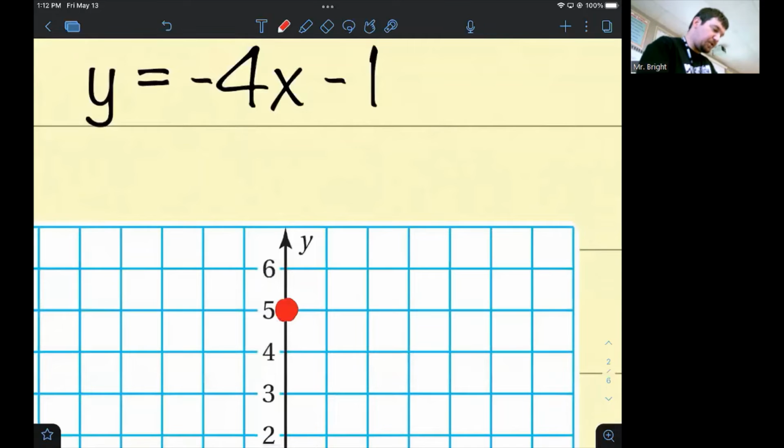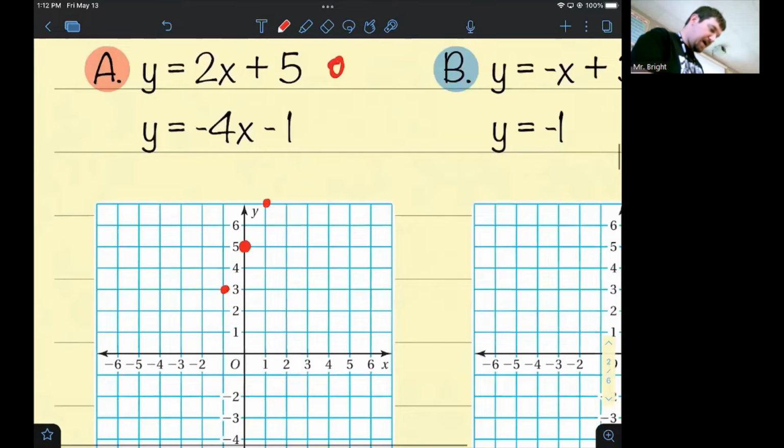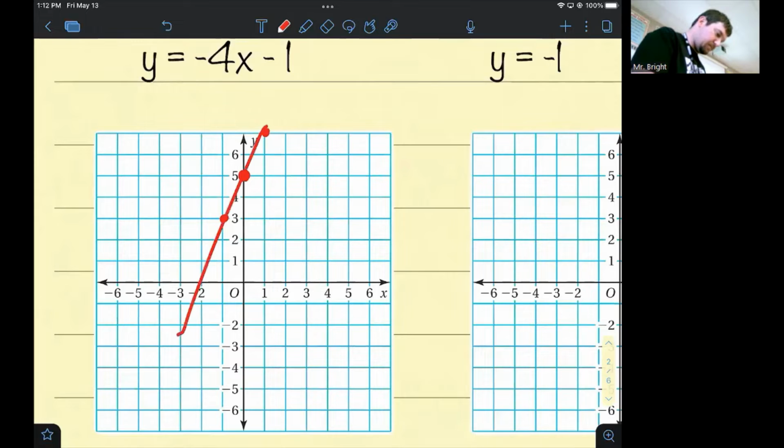Perfect. So I can rise 2, run 1, or I can even go down 2 and left 1. Remember, going down 2 and left are both negative directions, and 2 negatives make a positive. So there's my first line. And Notability is going to make this super nice.